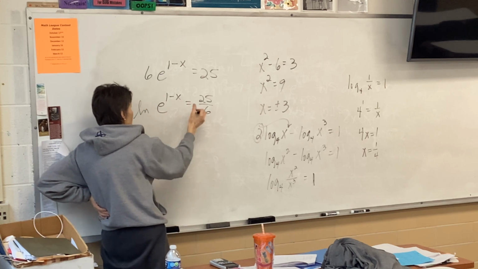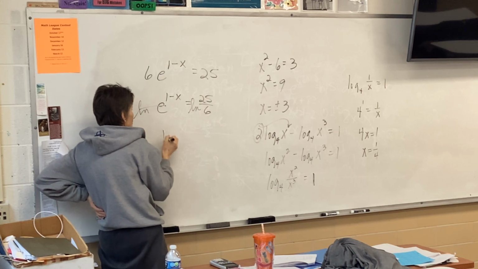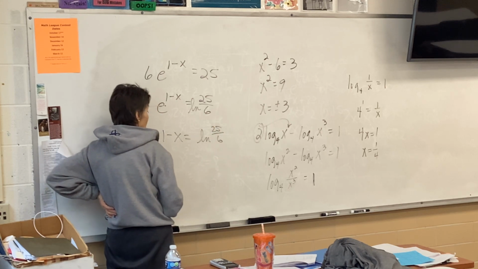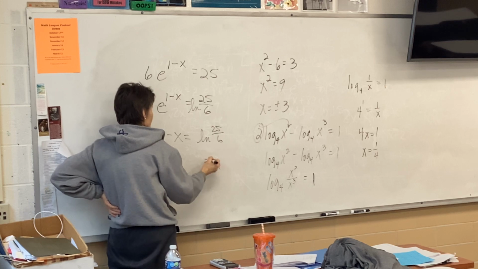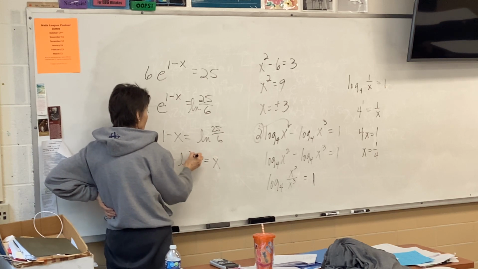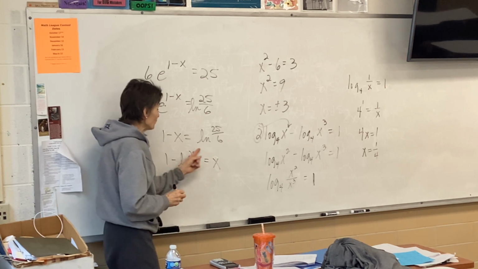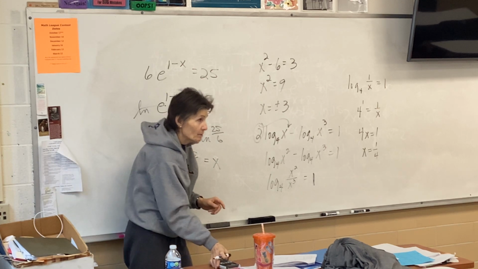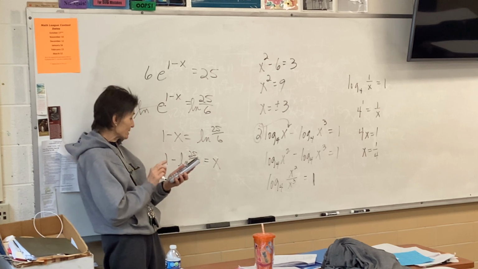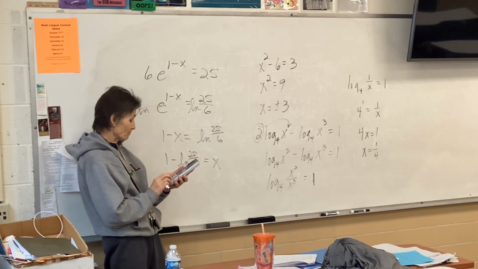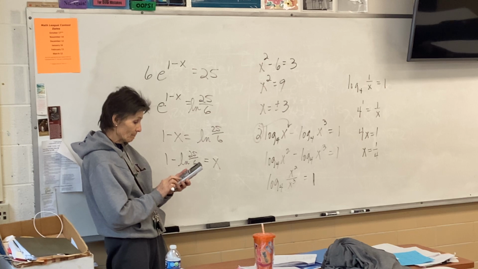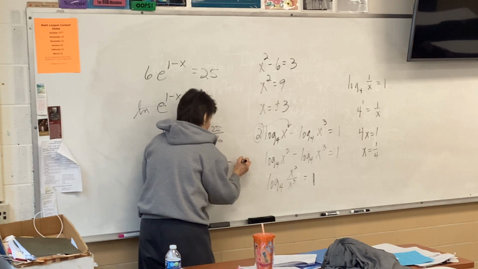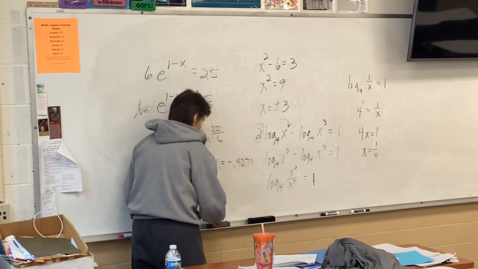And then we can ln both sides. So 1 minus x equals ln(25/6). And x equals 1 minus ln(25/6), if I move the x over here and move the ln over here. So I'm going to do this in a minute by graphing, but I'm going to see what my answer is supposed to be. If I did this right, I should come up with negative 0.4271.